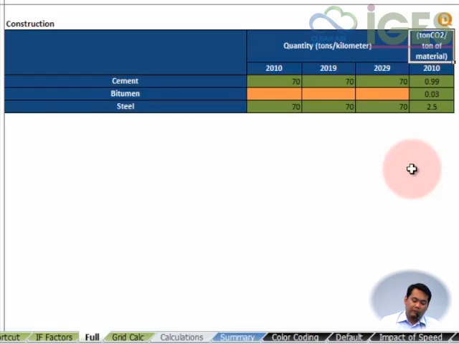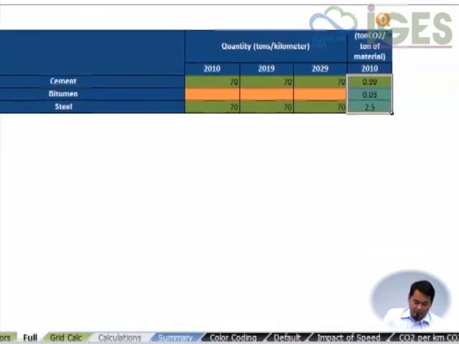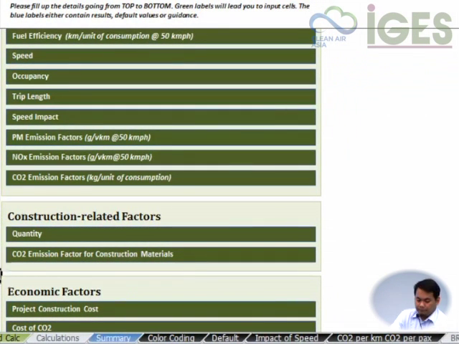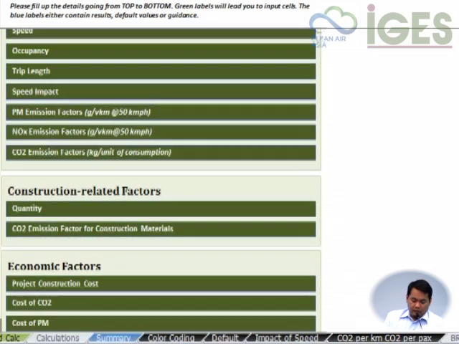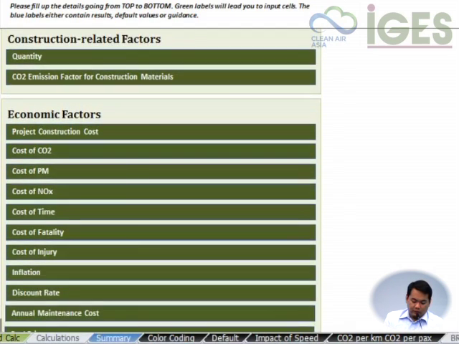These ones have been used in many applications and more or less would be reflective of the general average in terms of the ton CO2 per ton of material consumed for cement, asphalt, and steel. But the limitation here is that we're currently just accounting for the CO2 emissions from construction and not the PM and NOx values, since these are not normally calculated by companies anyway. Okay, so that's the table for the construction-related factors.